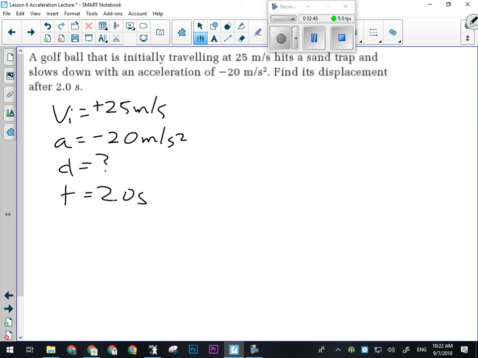All right, do I have a formula that has VI, A, D, and T in it? Okay, first one we talked about today. Okay, D equals VI times T plus 1/2 AT squared. That's the one that calculates the area underneath the line on a velocity time graph.